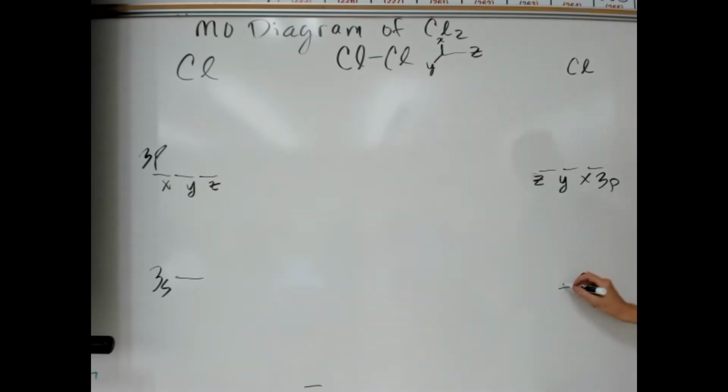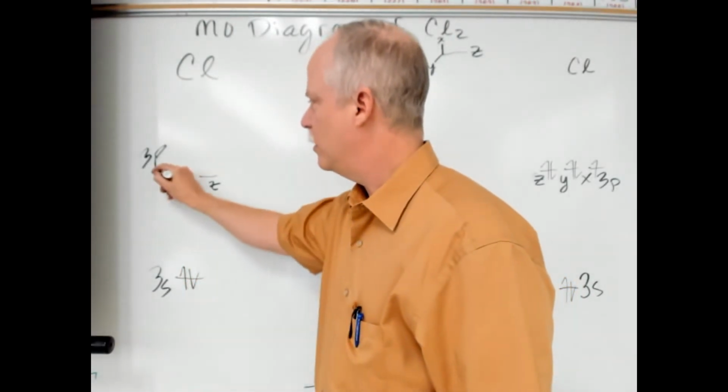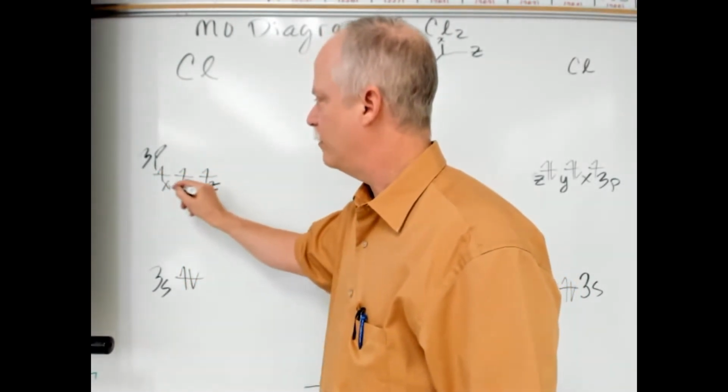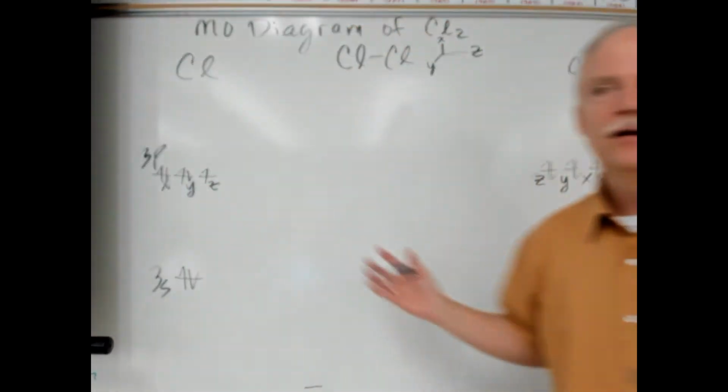So 1, 2, 3, 4, 5, 6, 7. You see how I did that? I put them on all unpaired and then I started pairing them up. So 1, 2 in the bottom, 3, 4, 5, 6, 7. So let's do the same over here. 1, 2, 3, 4, 5, 6, 7. So those are my atoms.